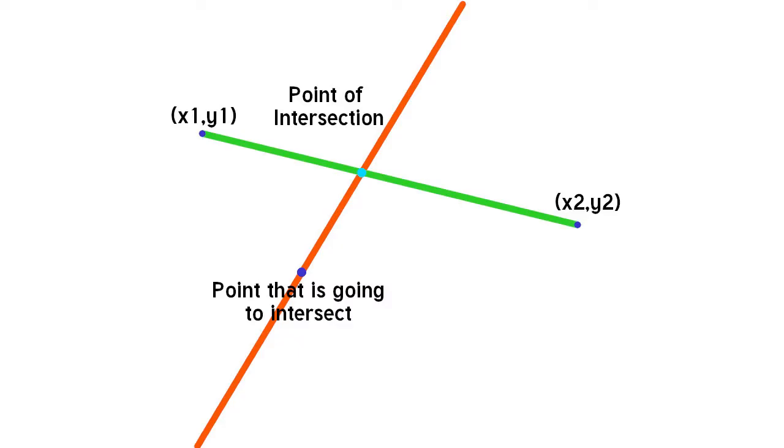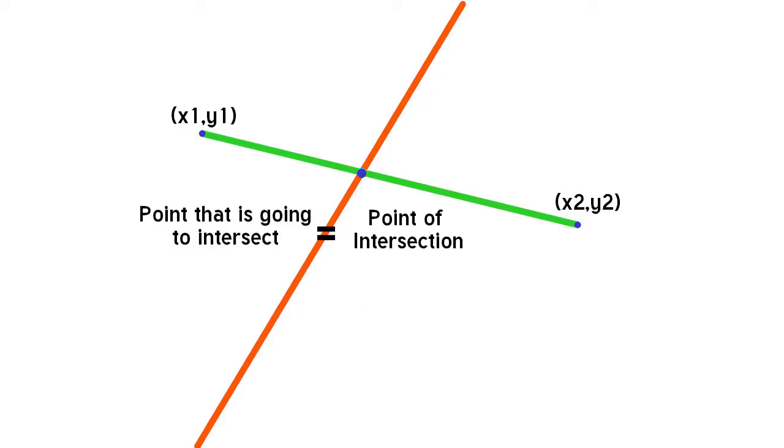We are intersecting a point to line A here, so we need to check if the point that we want to intersect is collided with the intersection point, which is a part of line A. If they do, then the point intersects line A.